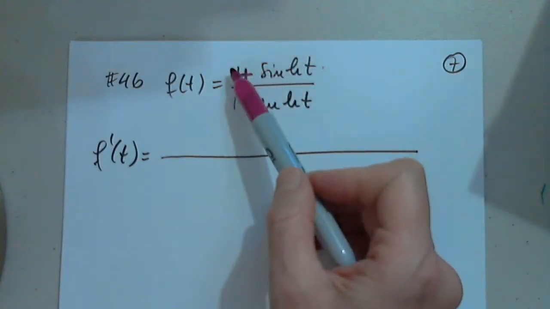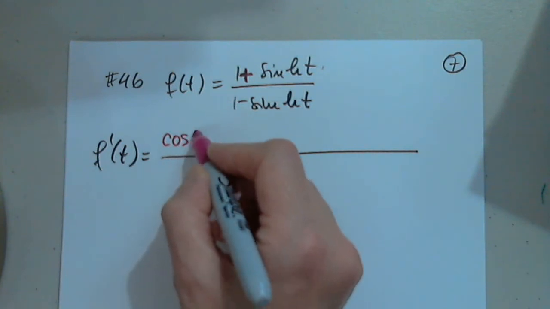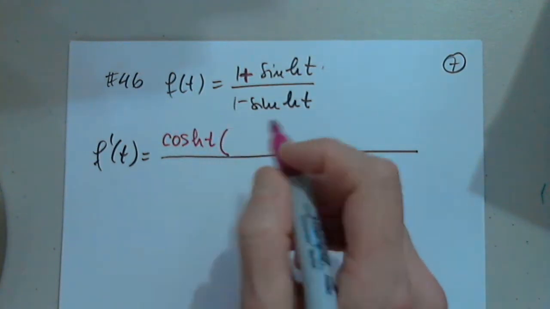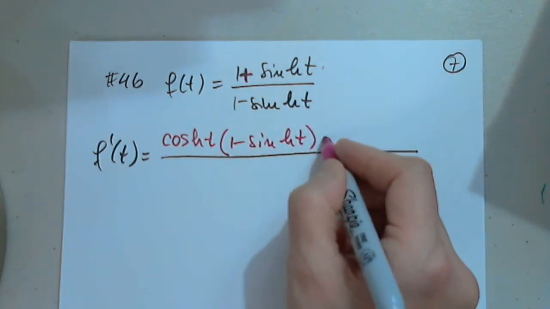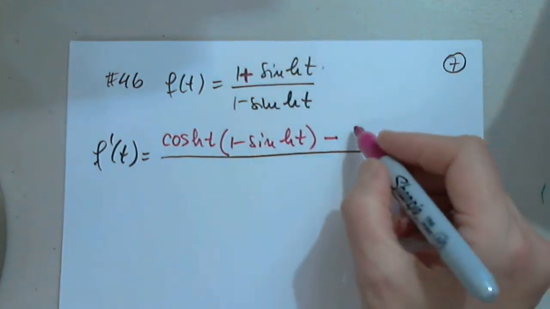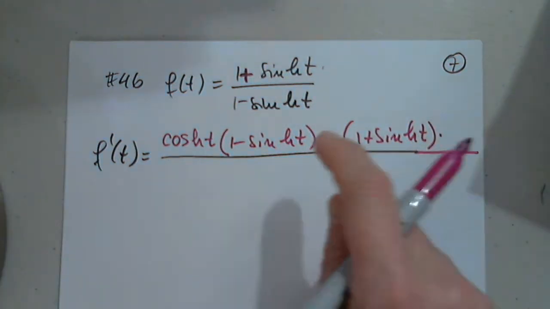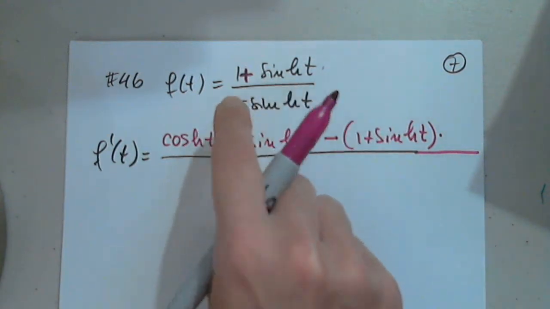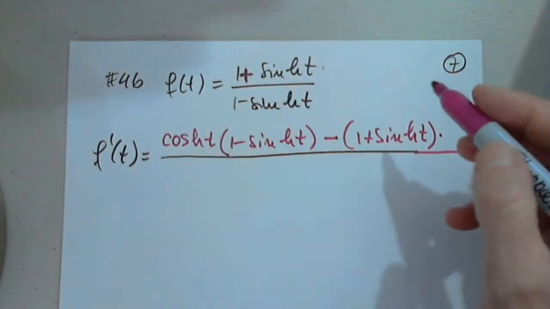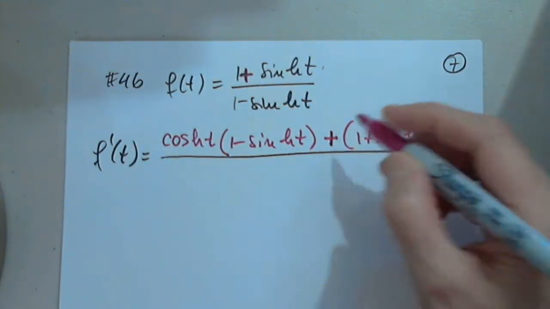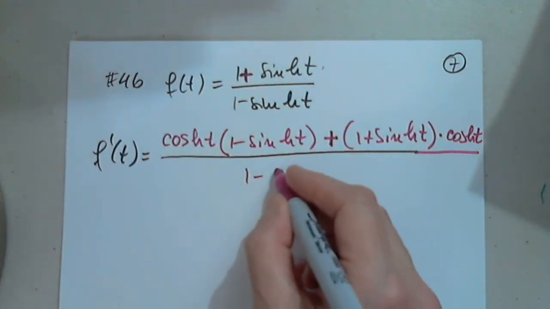So it's the top function, the derivative of the top function, which is cos. Yes, good. Times the denominator. Then minus. Copy the top, 1 plus sine t, times the derivative of the bottom, cos prime. So it will be cosine, but with minus. So I'm going to change this. And I have hyperbolic cosine t over this squared.